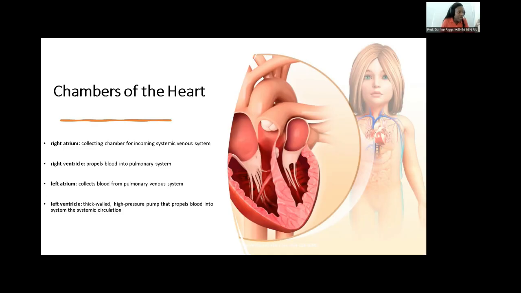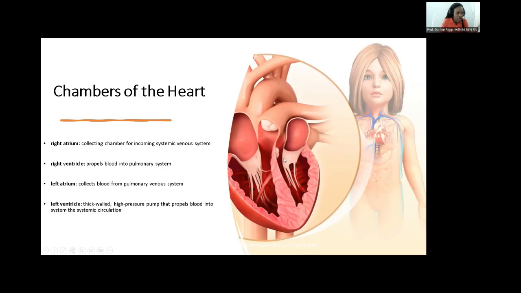So recap, the right ventricle pumps the blood to the lungs. That's a short distance. That's not a long journey. But the left ventricle, that ventricle pumps blood to the entire body. That is the chamber that works the hardest out of all four chambers. Okay, it's the left ventricle, thick-walled, high-pressured pump that propels blood into the systemic circulation. That's a hard job. Imagine every time your heart contracts, that left ventricle pumps blood to your entire body, your head, your arms, your legs, everywhere. That's not an easy thing.